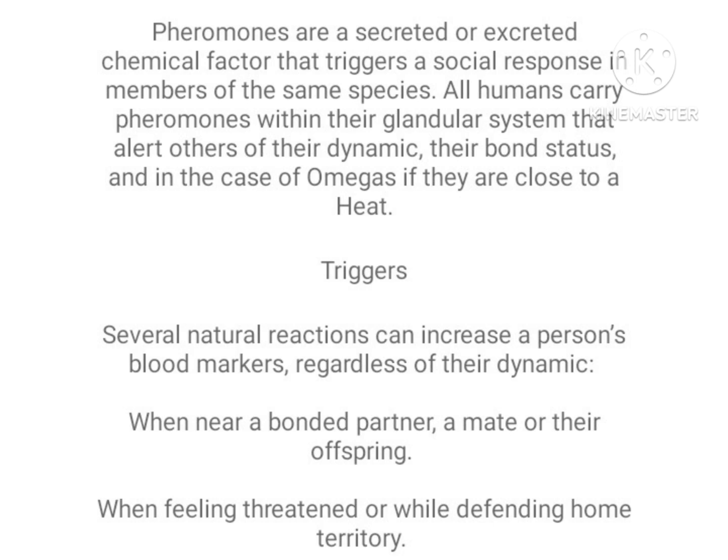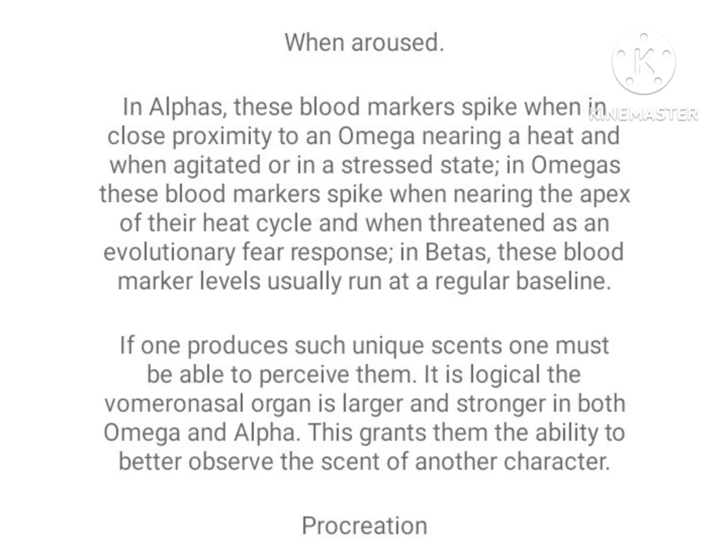Triggers. Several natural reactions can increase a person's blood markers, regardless of their dynamic: when near a bonded partner, a mate, or their offspring; when feeling threatened or while defending home territory; when aroused. In alphas, these blood markers spike when in close proximity to an omega nearing a heat and when agitated or in a stressed state. In omegas, these blood markers spike when nearing the apex of their heat cycle and when threatened as an evolutionary fear response. In betas, these blood marker levels usually run at a regular baseline.